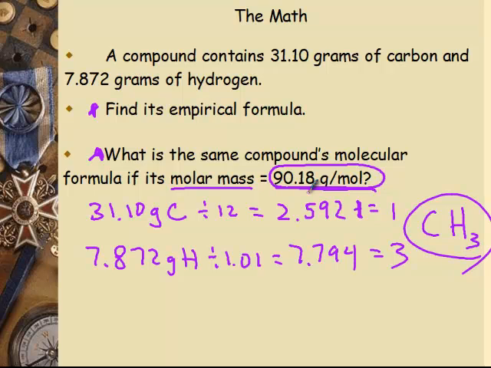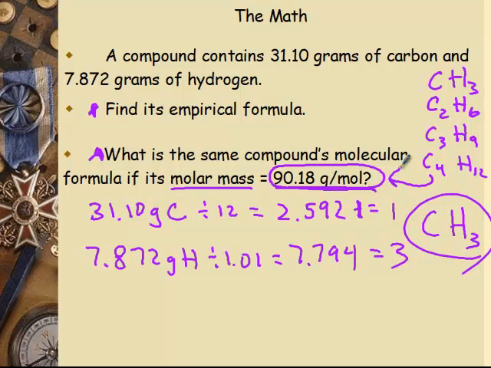Now, an empirical formula is the reduced form. So if I multiplied these times 1, CH3 could be a molecular formula, or times 2, or times 3, times 4, etc. You see what I'm doing there? I'm doubling the subscripts. So times 2 would give me a 2 and a 6, or times 3 gives me a 3, and 3 times 3 is 9. 4 and 12, etc. And I can just keep randomly doing that until I end up with 90.18.